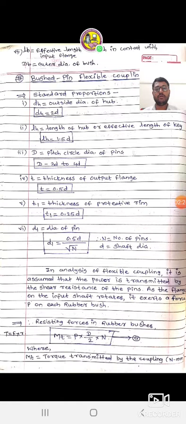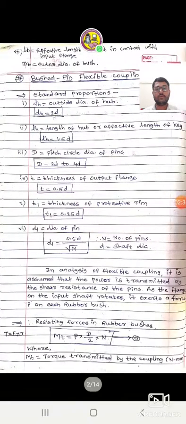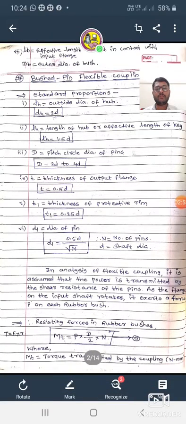Then small d1 is the diameter of the pin. In the diagram, small d1 is the diameter of the pin. The standard proportion for the diameter of the pin is d1 equal to 0.5 times the diameter of the shaft divided by the square root of n, where n is the number of pins and d, as we know, is the diameter of the shaft.